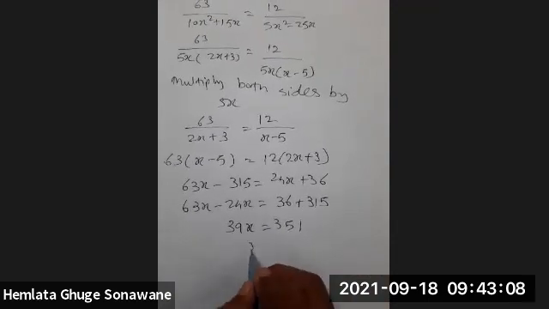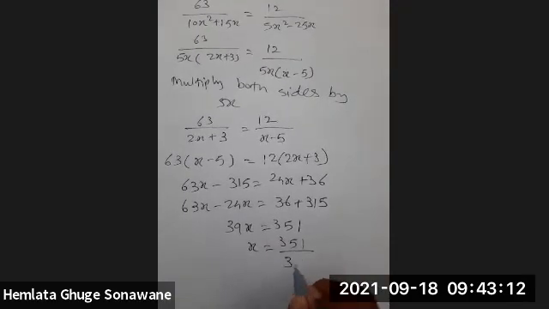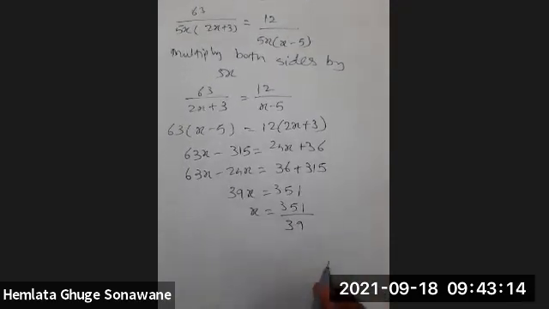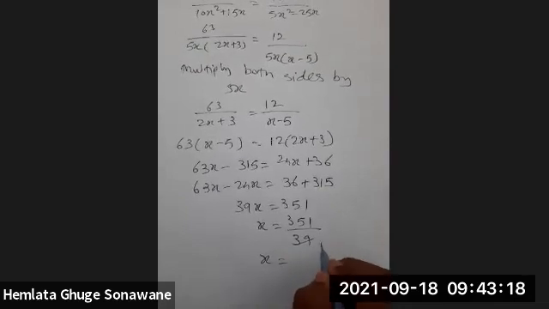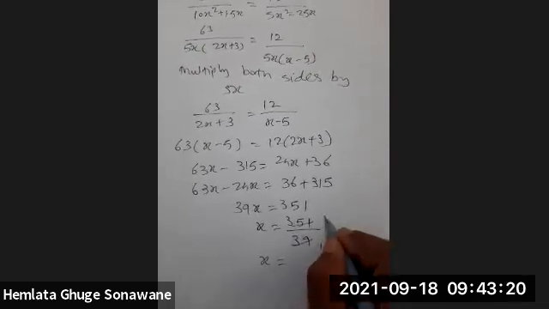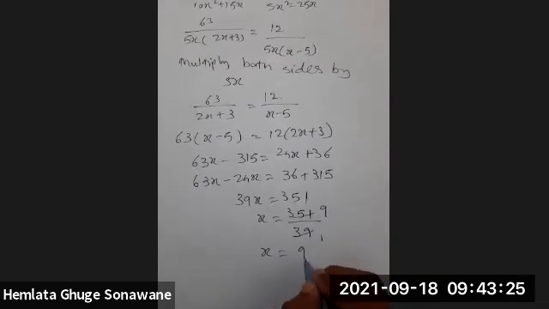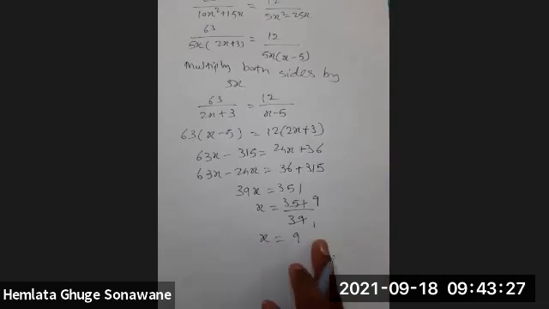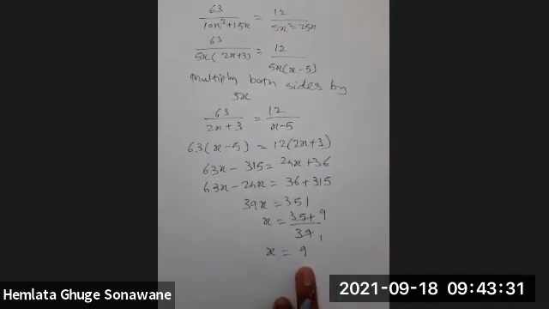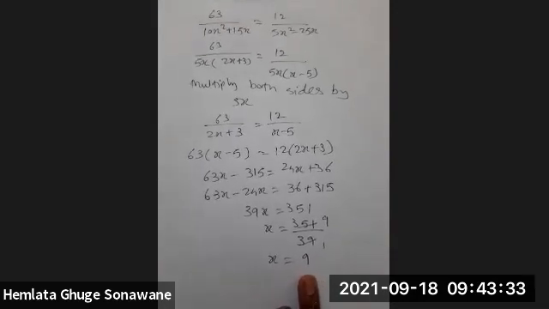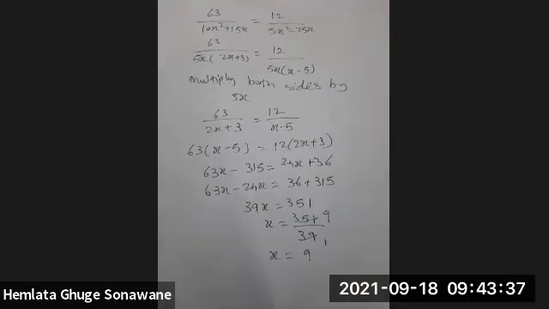Now x is equal to 351 upon 39, this 39 divides here. 39 ones are 39 and 39 nines are 351. So we have got the value of x as 9 here. This is the solution of the given equation. Just go through the solution.